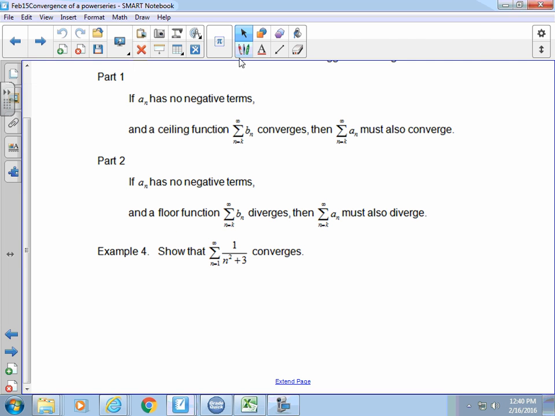Left off yesterday with the direct comparison test, and we were looking at this series and trying to decide if it converged or diverged by direct comparison with a series that we already know. Well, there are only two series that we know. We know geometric and we know P series. Which one does this most resemble?